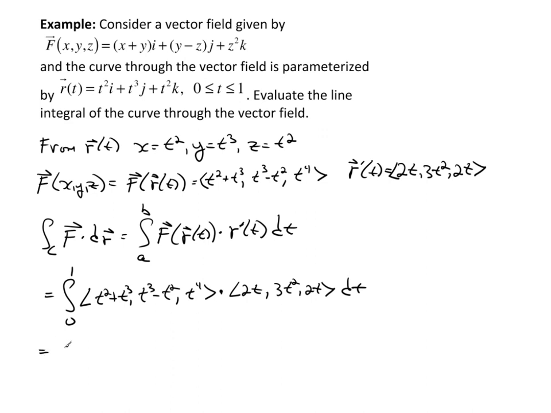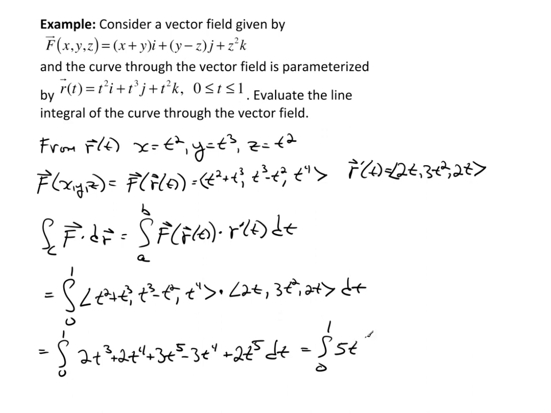So I take this dot product, and I'll get the integral from 0 to 1 of 2t cubed plus 2t to the fourth plus 3t to the fifth minus 3t to the fourth plus 2t to the fifth dt, which if I collect like terms, I'll get the integral from 0 to 1 of 5t to the fifth minus t to the fourth plus 2t cubed dt, which is equal to, when you work this out, 17/15.